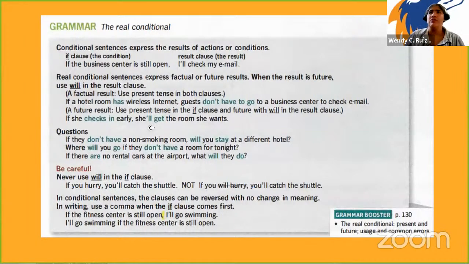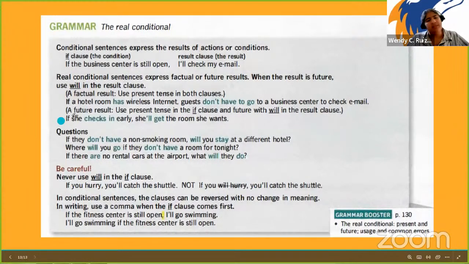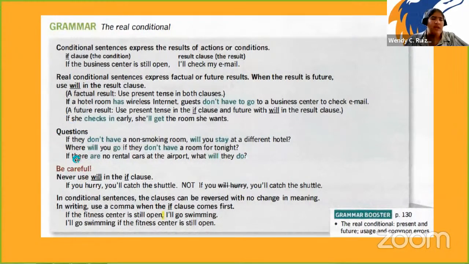It's como en español cuando conjugamos los tiempos gramaticales. Si pasa esto, si tengo esta condición, entonces voy a tener este resultado. Eso es precisamente un condicional. También tenemos preguntas, questions. If they don't have a non-smoking room, will you stay at a different hotel? Si no tienen una habitación para no fumadores, ¿te quedarás en otro hotel? Futuro. Where will you go if they don't have a room for tonight?